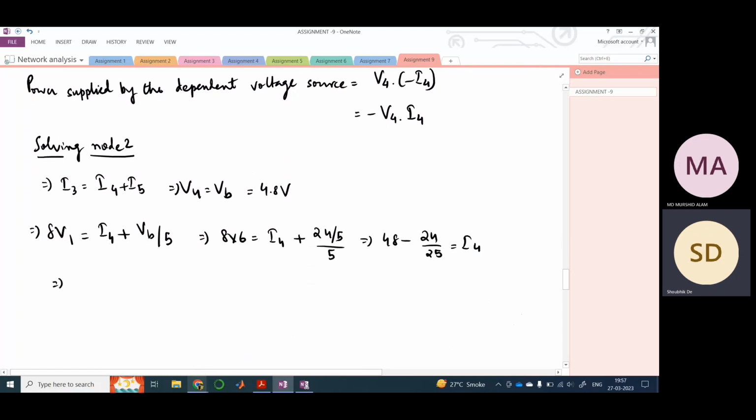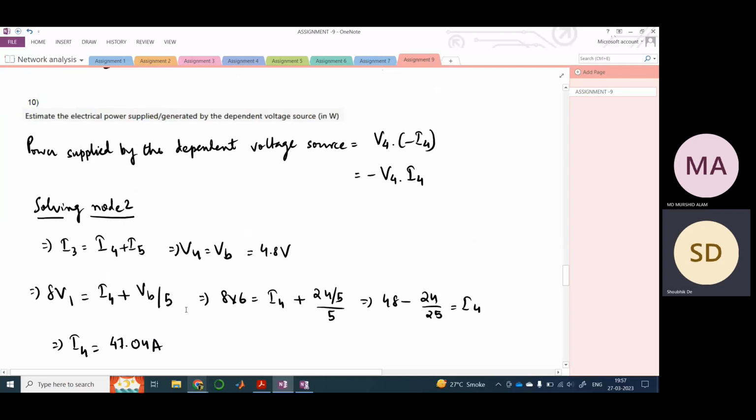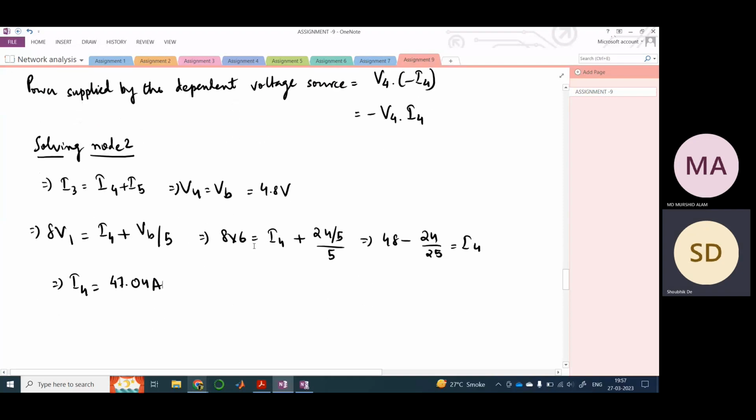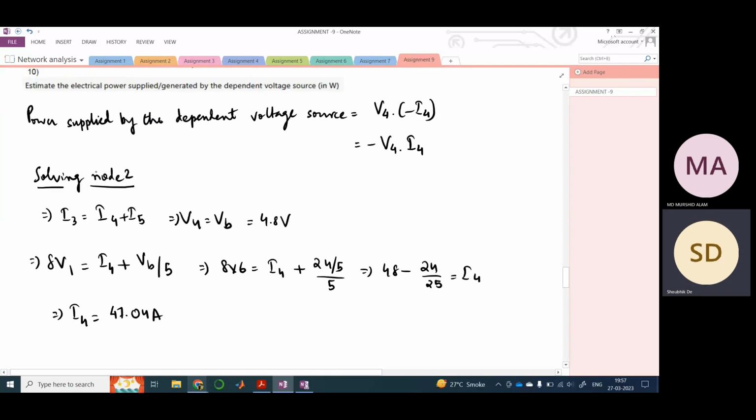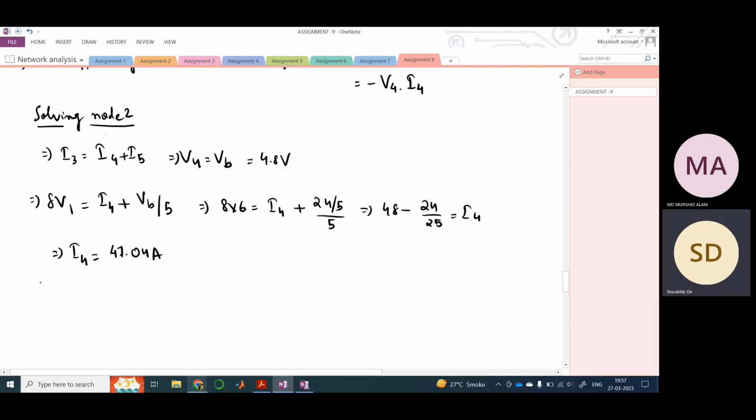So this would be what? 48 minus 24 by 25 is 47.04 amperes. Okay, so once you do that, you can easily now calculate it. You know V4 is equal to VB only. Therefore, if I write it as P3, this power, so P3 would be equal to minus of 4.8, which is 24 by 5 into 47.04 watt.